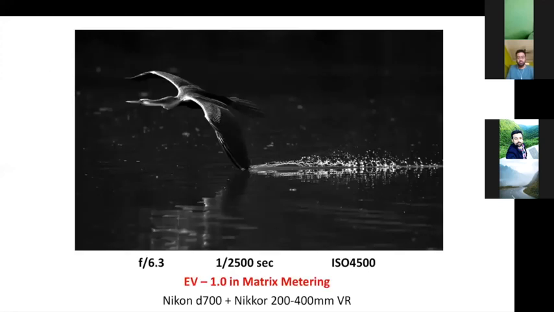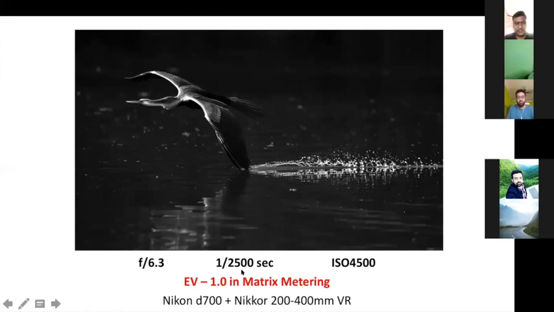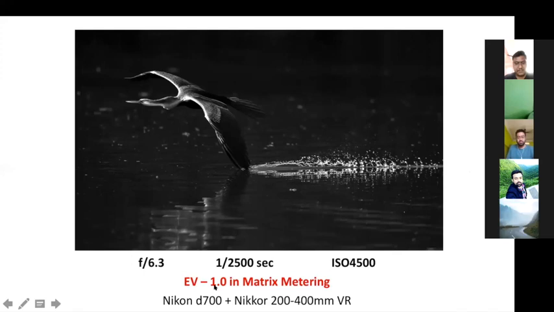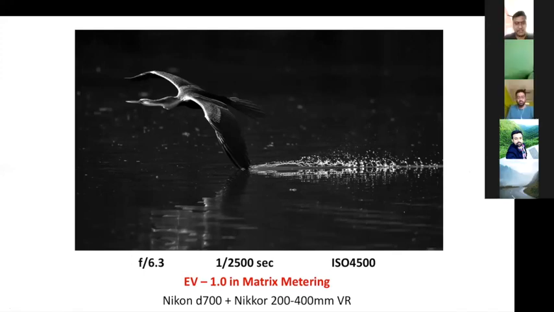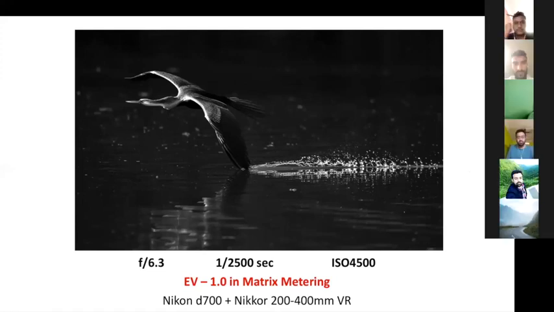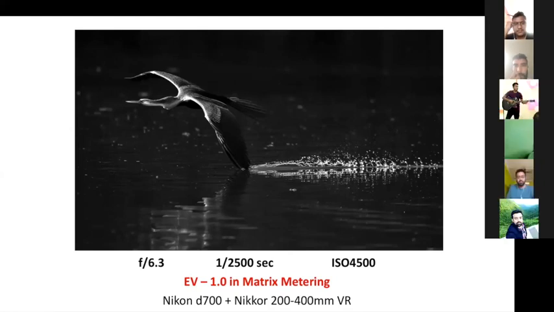Now, again, I said these are the values. For example, f/6.3, 1/2500 and ISO 4500, and this was actually the real image I'm showing. It was initially exposed at -1 EV, but then of course it was later corrected digitally also. But the ideal way would be that I had to digitally make it -2 stops in order to get such an exposure.